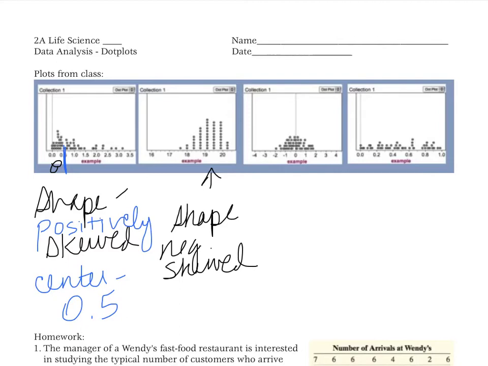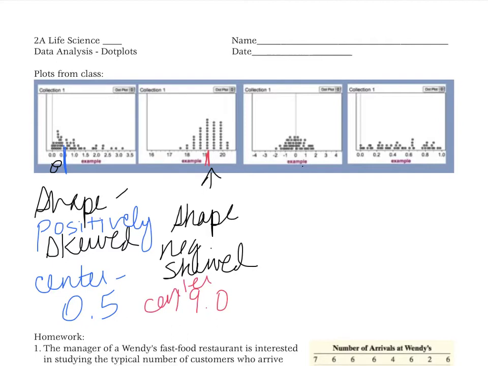I would say that the center is here, about 19 or 19.1. I'm going to say that the center is there. The next one. I want you to think of some words that would describe that shape. Stop the video, make your guess, restart.